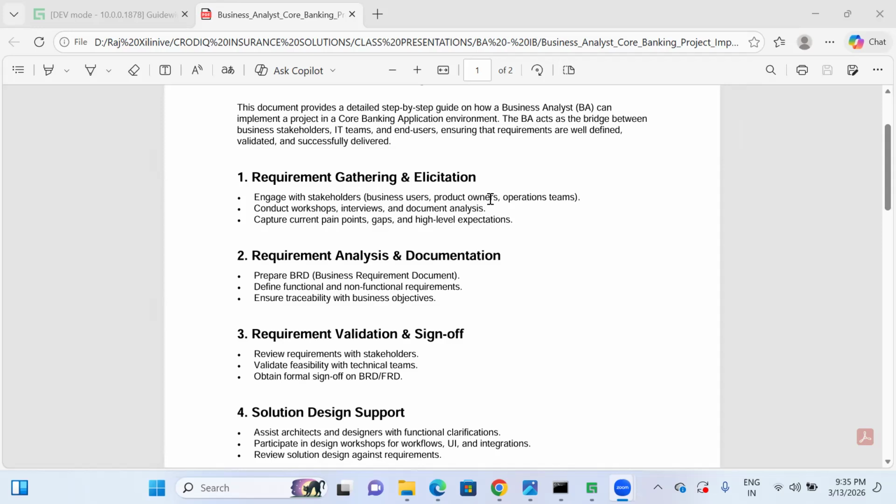In this phase, as a BA, we try to engage with stakeholders. Generally we classify stakeholders into two parts. One is internal stakeholders, the second is external stakeholders. Internal stakeholders are people who are involved directly in the project, either the technical team, project management team, architects, all that. And external stakeholders can be the business owner, product owner, operations team. These are important, so engaging with stakeholders is important.